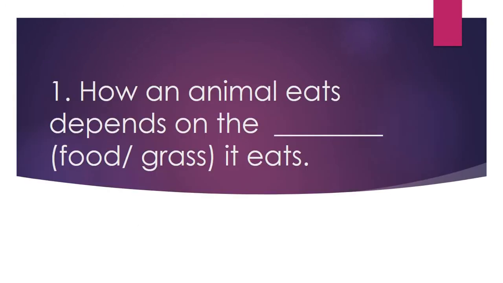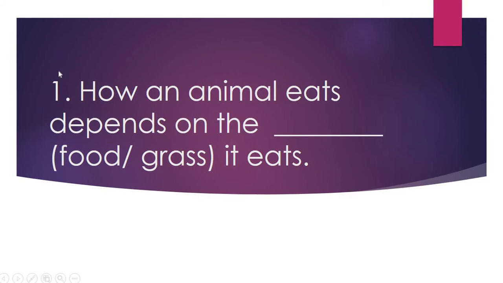Number 1. How an animal eats depends on the dash it eats. Options are, as you can see in the brackets, food, grass. I'll read the question again so you'll get time to write the answer. How an animal eats depends on the dash it eats. It depends on its food or it depends on its grass. Please write your answers properly. You will have to write the number, that is what I asked you. Answer 1. What is your answer? Please write it down.